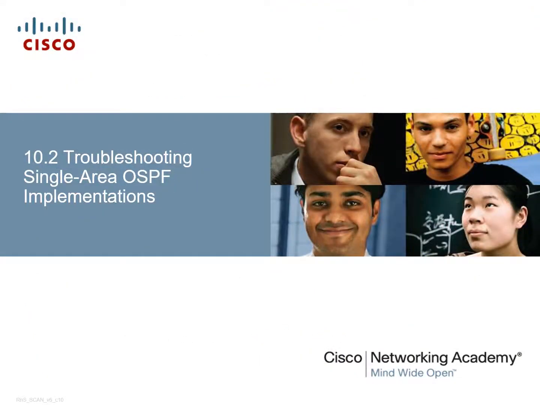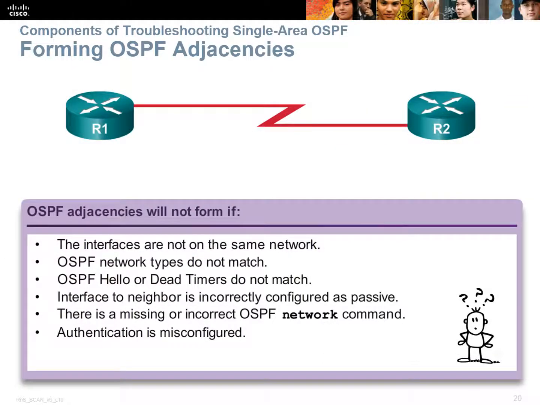All right, let's have a basic look at some troubleshooting techniques. Things that will mean adjacencies will not form: the interfaces are not on the same subnet, the timers don't match, the network areas don't match, the network types don't match, or you're missing the network statement, or you've tried to set up MD5 and there's a typo on one of your keys. These are the first things you need to check, because unless OSPF can form a basic neighbor adjacency, it will never function.